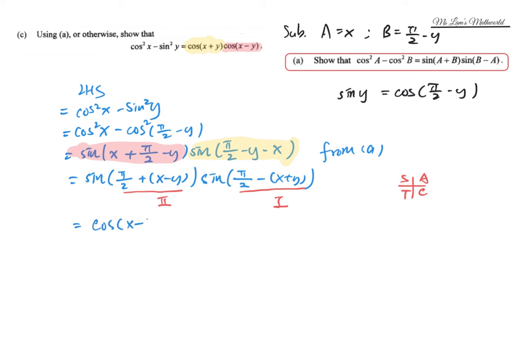So x minus y. The second one, sine, quadrant 1 is simple. Change to cosine. Sine changes to cosine. And then quadrant 1, x plus y. That means they are equal. And now we got the results.